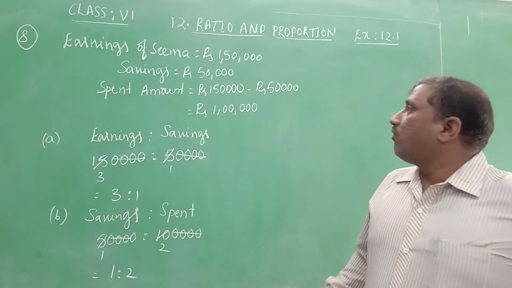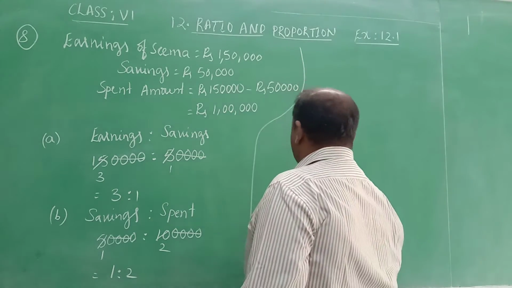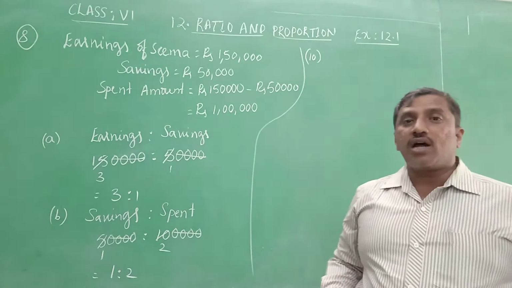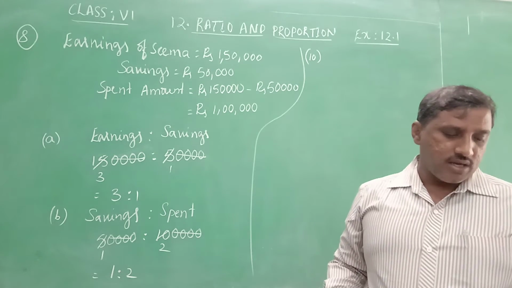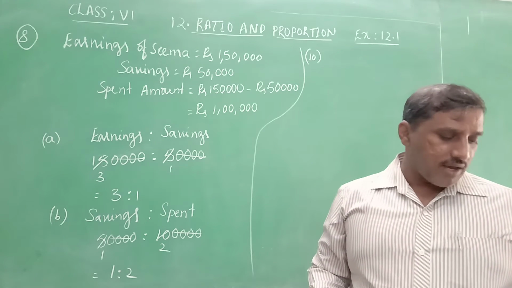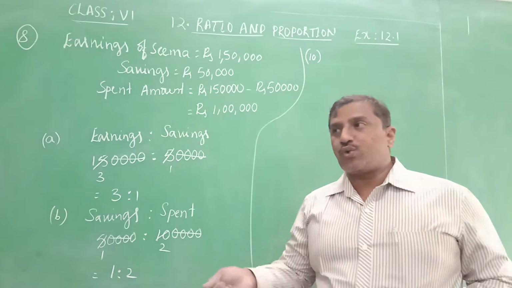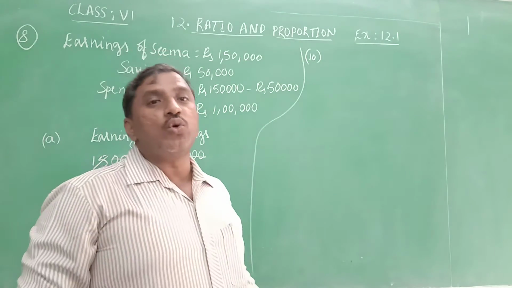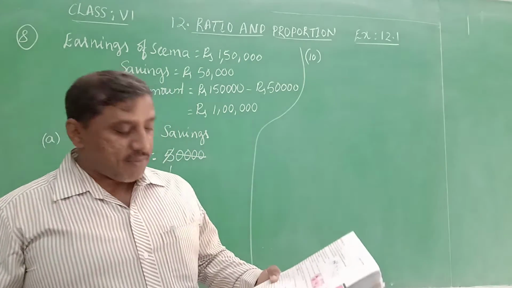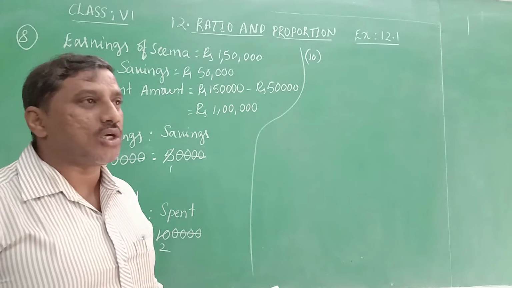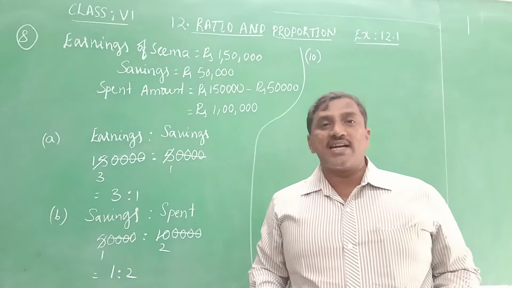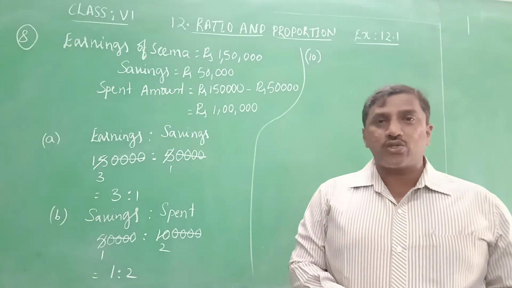Right. Next we have one more question, that is the 10th question. In a college, out of 4,320 students, 2,300 are girls. So what is the total strength of that college? 4,320 students are there in the college. In that, 2,300 are girls. Find the ratio of the number of girls to the number of students, and the number of boys to the number of girls.